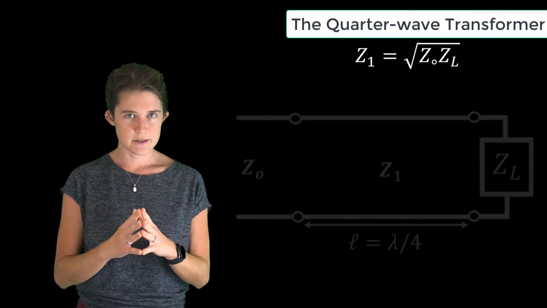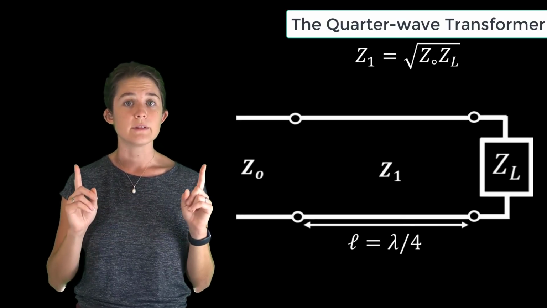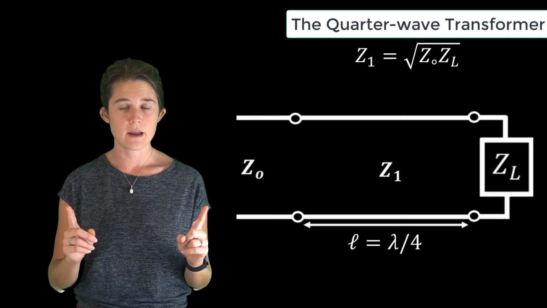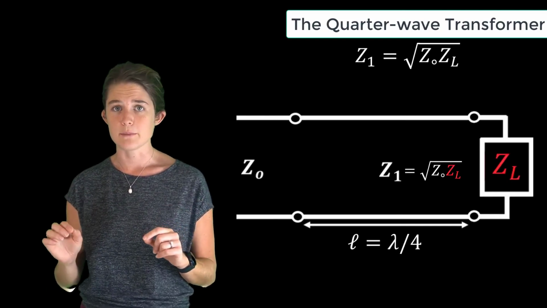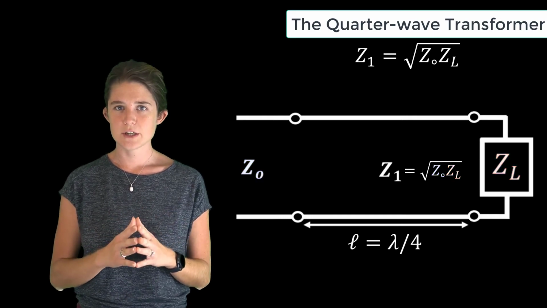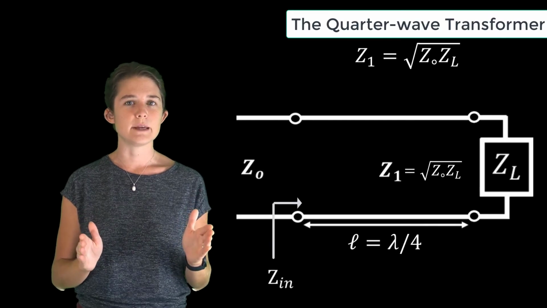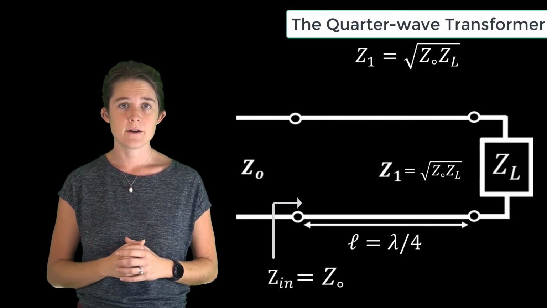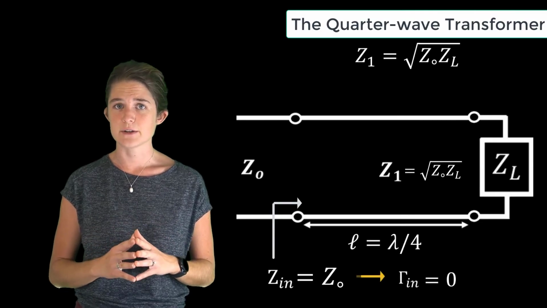So to summarize, a quarter wave transformer is a length of transmission line with length equal to lambda over 4 and characteristic impedance equal to the geometric mean of the load impedance and the system impedance. Adding a quarter wave transformer between the load and the feed line transforms the input impedance so that it matches the feed line in order to minimize reflection and maximize power transfer to the load.